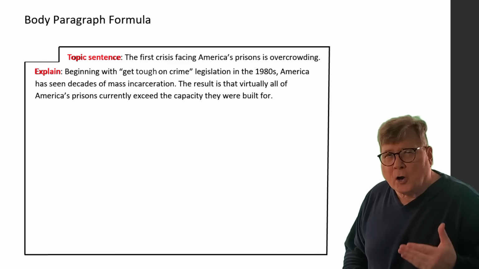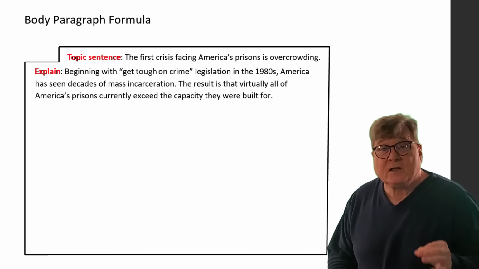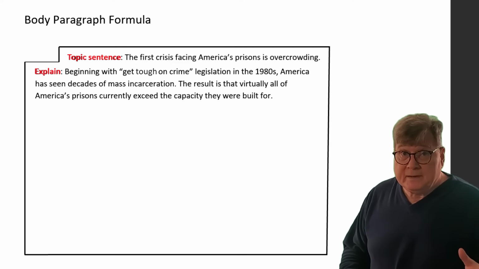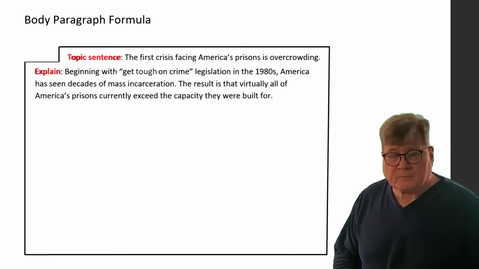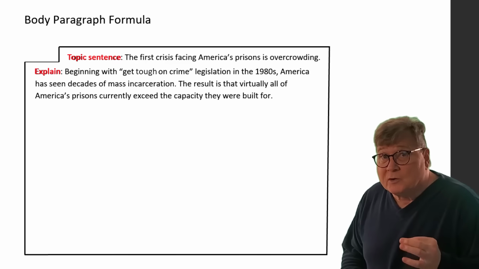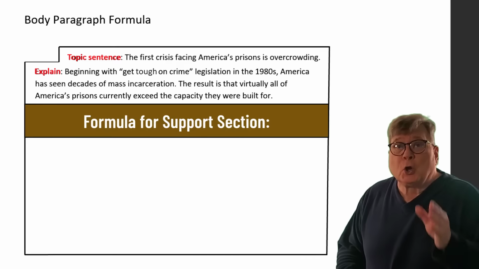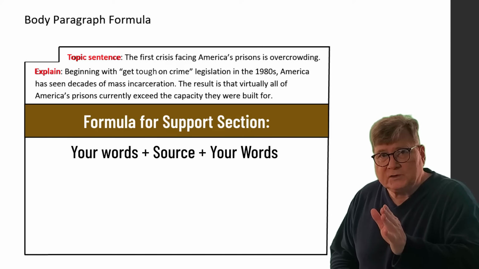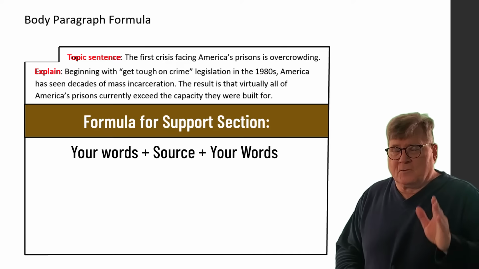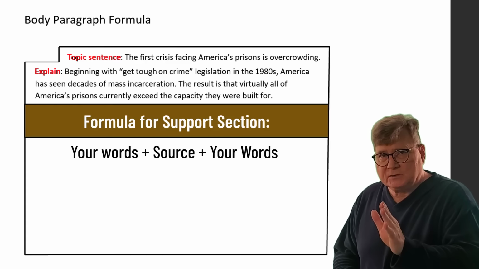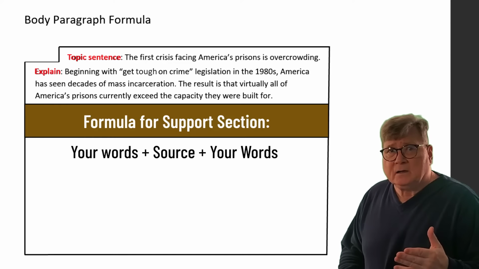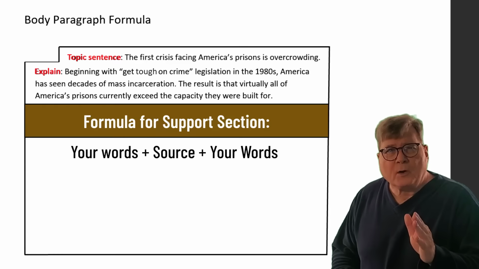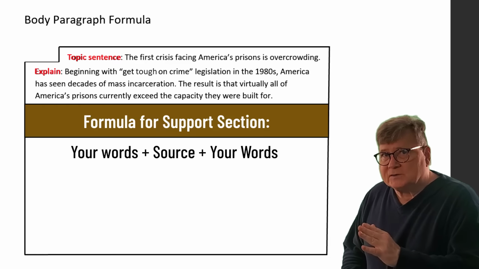Next comes the heart of the body paragraph, and that is the support section, which can be between 4 to 10 sentences long, depending upon what you need for your particular word count. Now, the formula for this support section in the body paragraph is your words plus the source plus your words. First, you say something in your words that you believe to be true based upon all the reading and the study that you've done about this topic. Then, after your words, you support what you just said with a source.